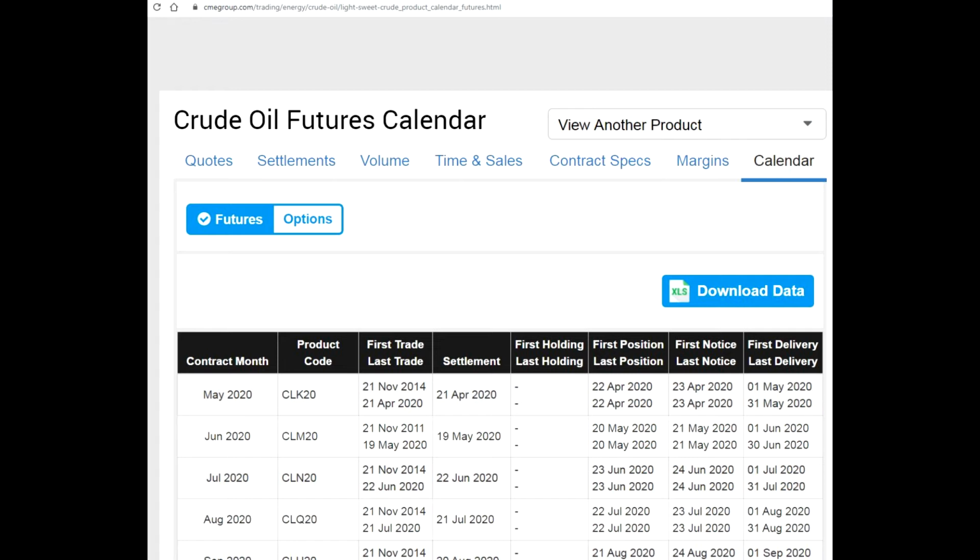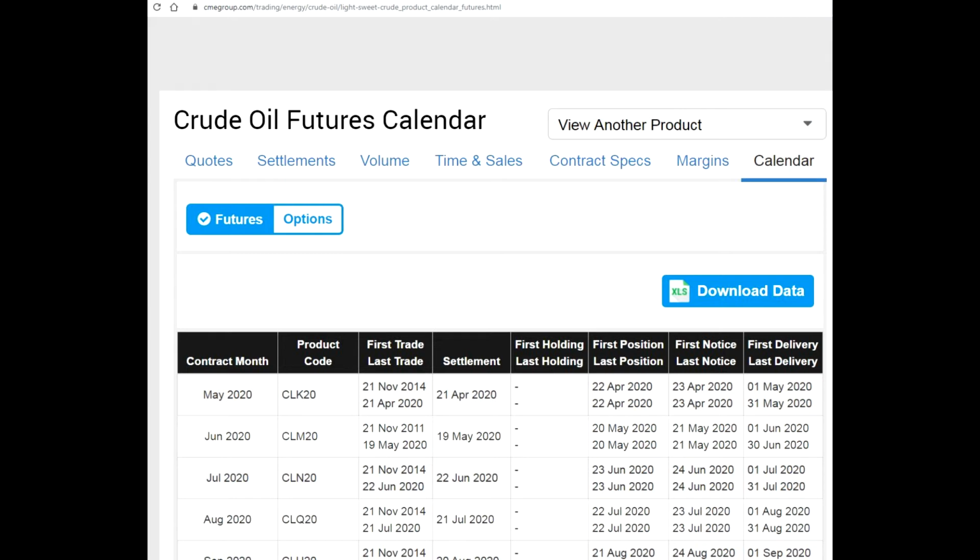It says the first trade and the last trade. That last trade, that's the last trading date. That's really important to be aware of that date, because you want to be out of your contracts. You want to close your positions on your contracts before that date, okay?